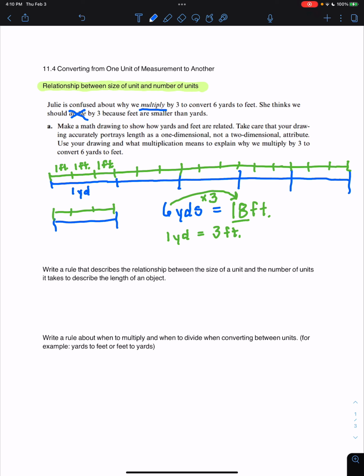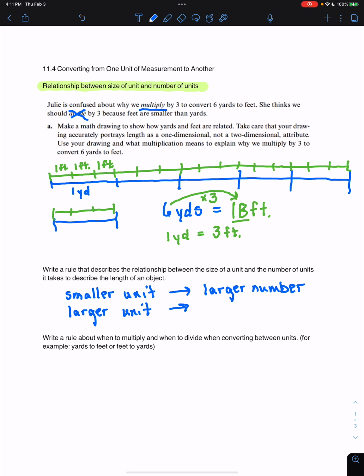So just like we saw here, for a smaller unit, we are going to have a larger number. And for a larger unit, we will need a smaller number to describe that length.